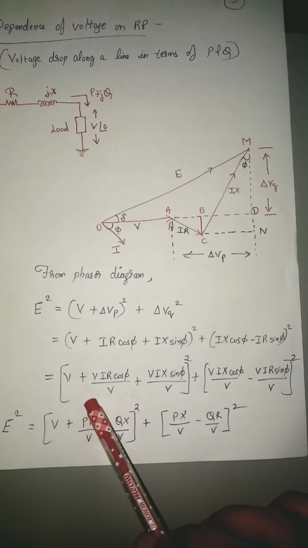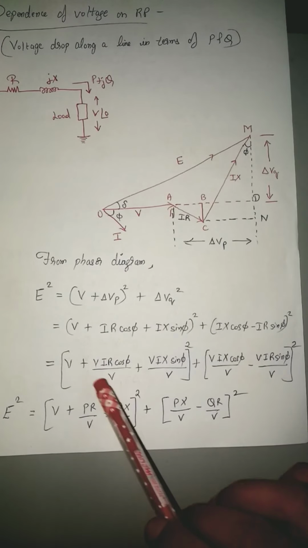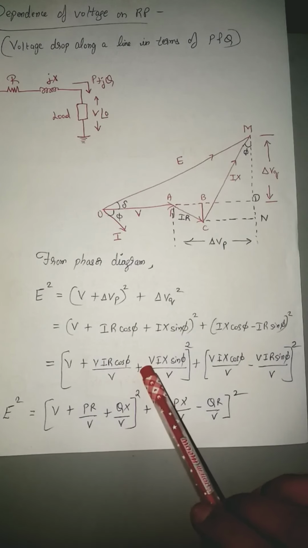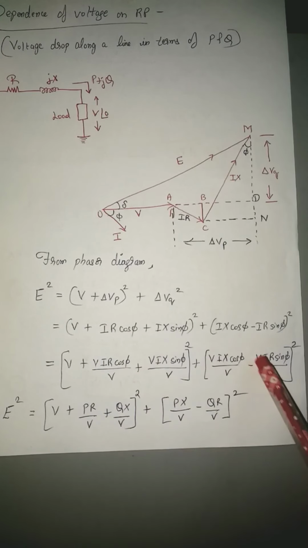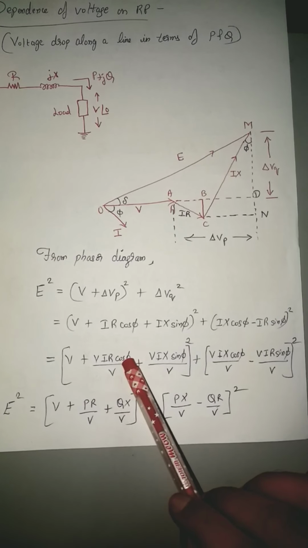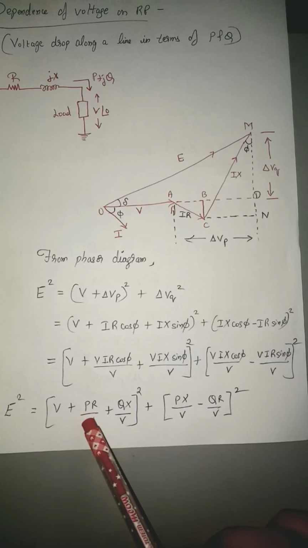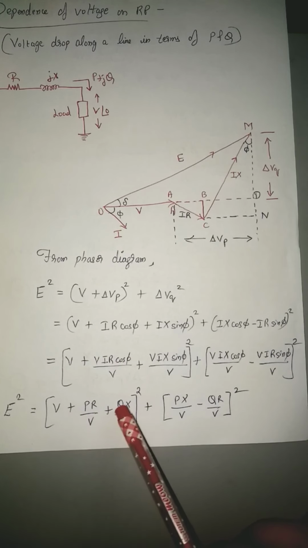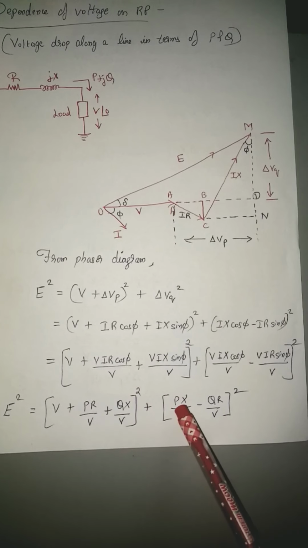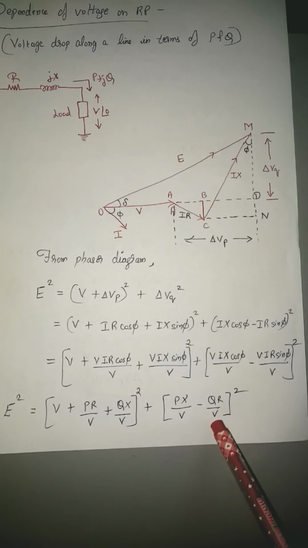Now in the next step, I multiply and divide by V. Mathematically it doesn't change anything. Everywhere I do the same. Here VI cos phi can be called active power P, so this becomes PR by V. Plus VI sin phi is nothing but Q, so QX by V. Same thing here: PX by V minus QR by V, the whole squared.